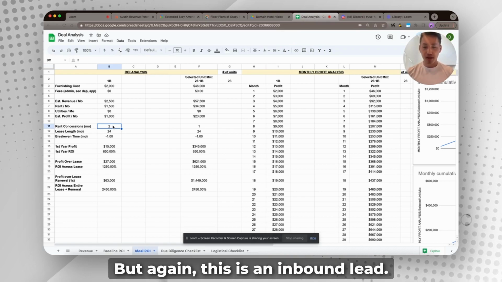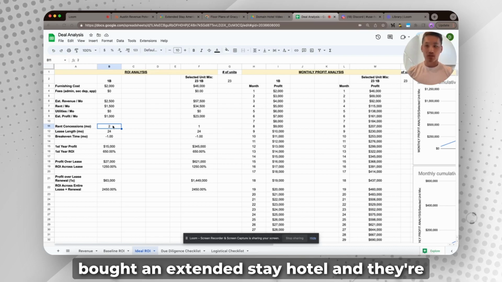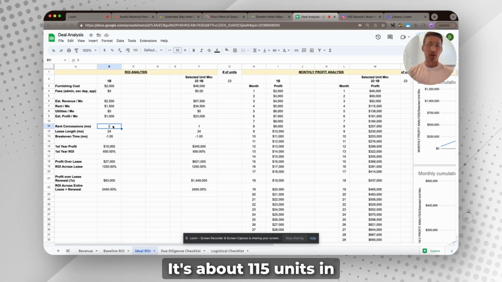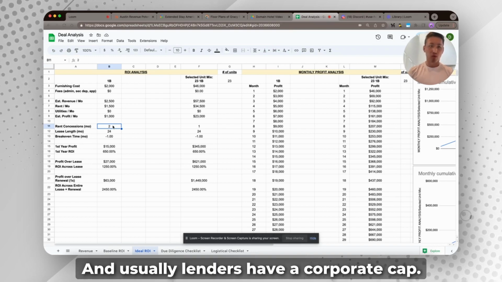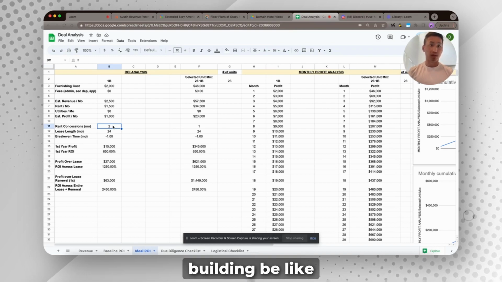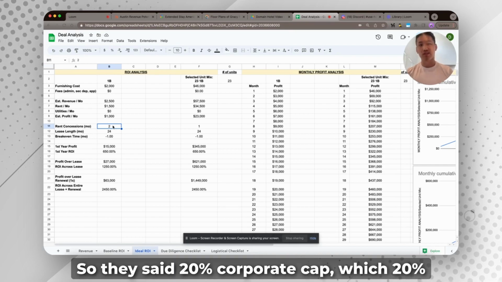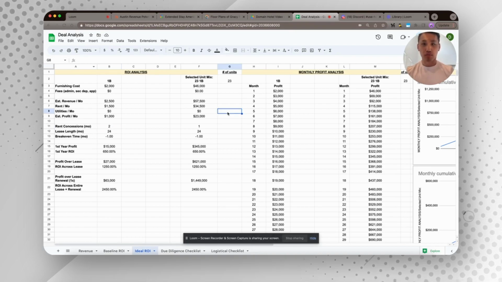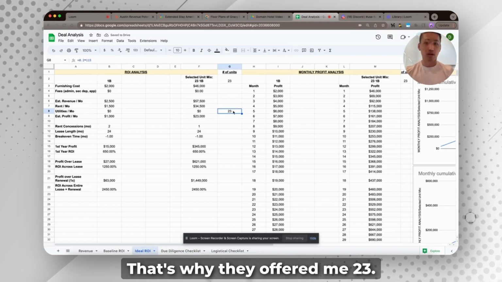But again, this is an inbound lead. This company of hers bought an extended stay hotel, and they're converting it into apartments. It's about 115 units in total. Due to their lender, usually lenders have a corporate cap, right? They don't want to see the entire building be corporate housing or short-term rentals. They have a tough time insuring it. So they said 20% corporate cap, which is 20% of 115, about literally 23 units. That's why they offered me 23.